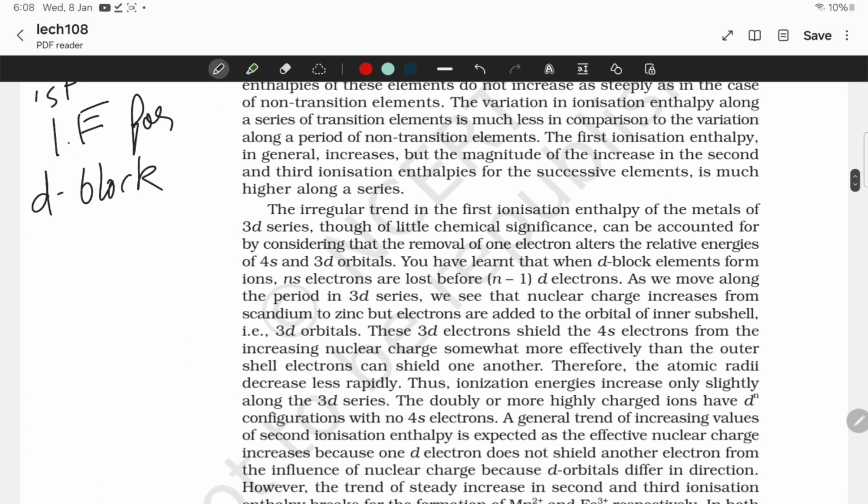The irregular trend in the first ionization enthalpy of metals of 3d series, though of little chemical significance, can be accounted for by considering that the removal of one electron alters the relative energy of 4s and 3d orbitals. Why is the first ionization enthalpy in odd order? This is the reason.